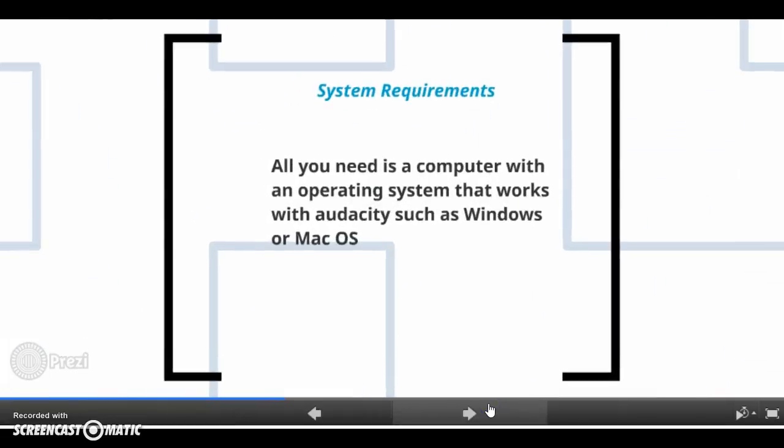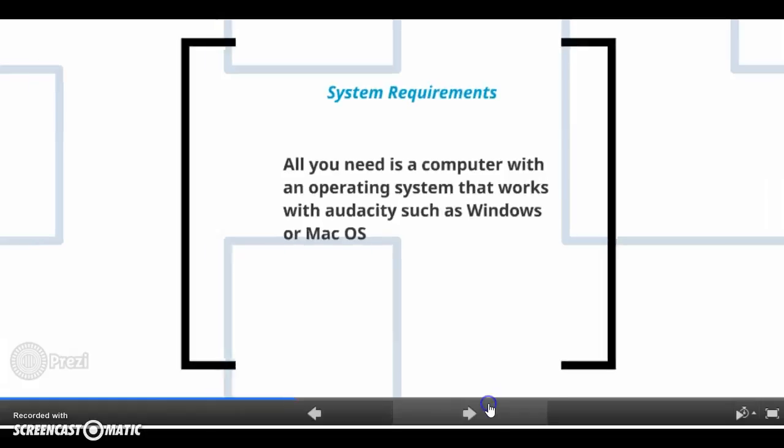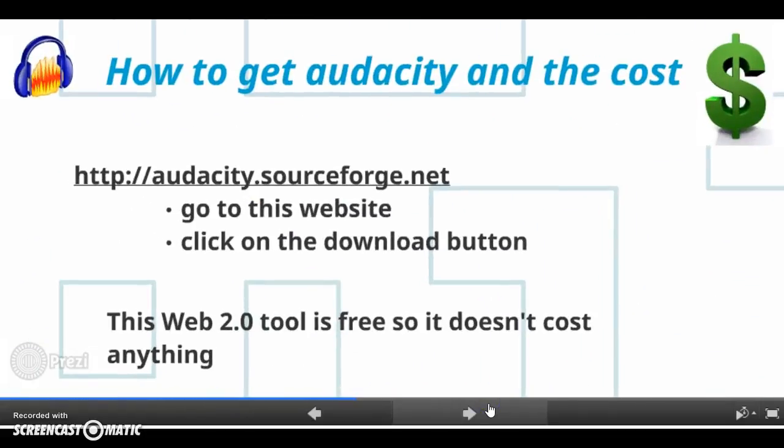System requirements: all you need is a computer with an operating system that works with Audacity, such as Windows or Mac. You just have to follow the steps to download it, and you should be set. How do you get Audacity? You go to this link right here, and there's a box, and it will prompt you to download it for the correct type of computer you have. And it's free, so it doesn't cost anything, which is a plus for college students.